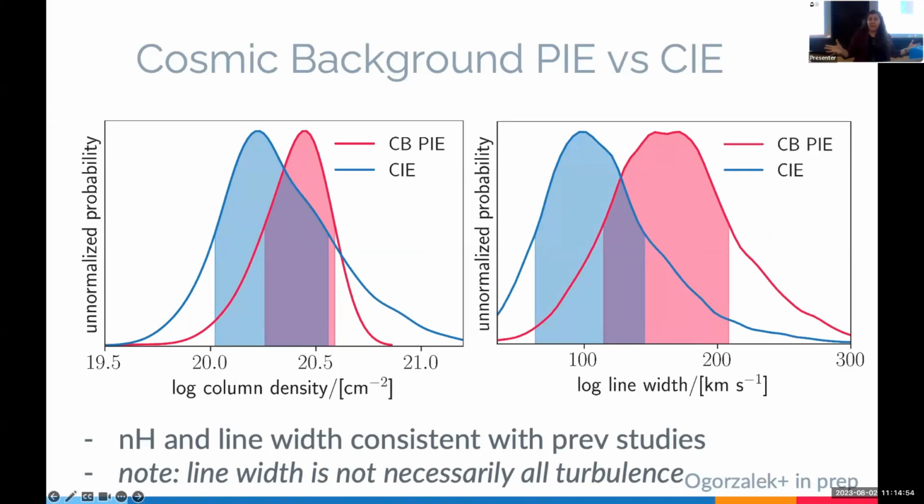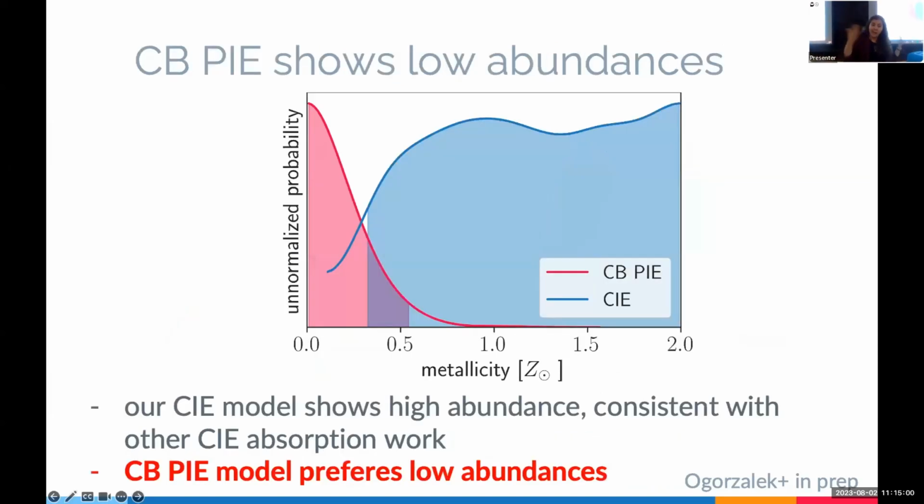So you may ask, things kind of look the same for the two cases. Why did we bother with a more complicated model? Well, not everything is the same, okay? Here we look at metallicities, and we see that the model that includes photoionization by the cosmic background strongly prefers lower metallicities, while the collisionally ionized one prefers higher metallicities. This is seen in our work and also in other results. So this is one important result that personally gives me pause.